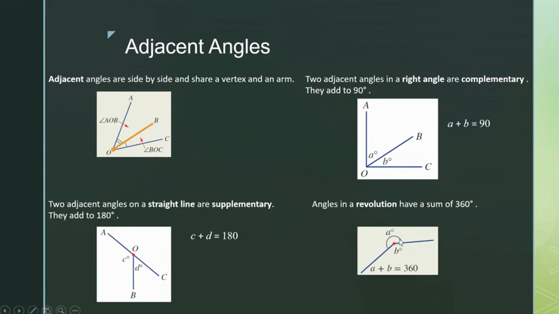So if I start here and go around A and then continue through B, I get back to where I started from, a full revolution. Angles in a revolution have a sum of 360 degrees. So A plus B is equal to 360.